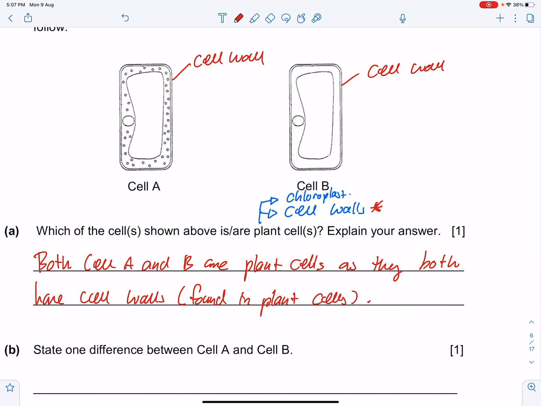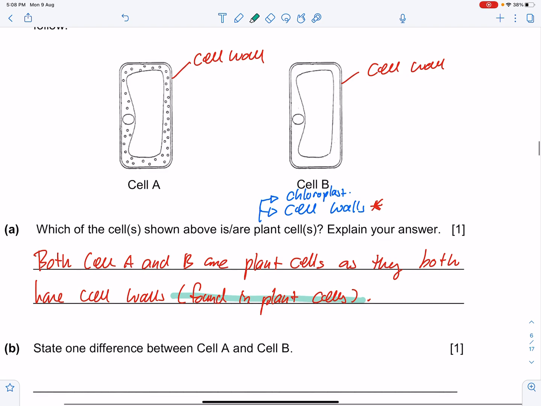Now, I typically tell my students that you have to actually justify, and you have to tell me that these cell walls are found in plant cells and not animal cells. Because this justifies why finding cell walls in these cells actually proves that they are plant cells. If you're just going to tell me both cell A and cell B are plant cells as they both have cell walls, it doesn't link to the idea that because cell walls are only found in plant cells, if you find cell walls in the cells, it means that it is actually a plant cell. Okay, so it's really important to add that point in.